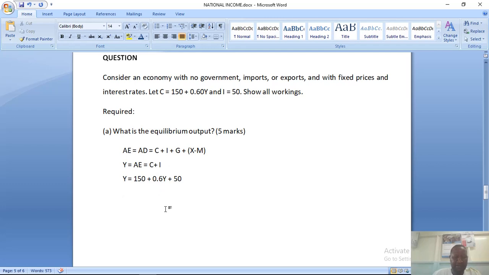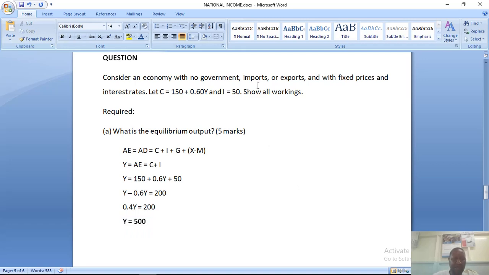You collect like terms. This is going to be 1 minus 0.6Y equals 150 plus 50, that is going to be 200. Y minus 0.6Y, you have 0.4Y equals 200. So divide by 0.4 on both sides, Y will be equal to 500. So the equilibrium income in this economy is going to be 500.